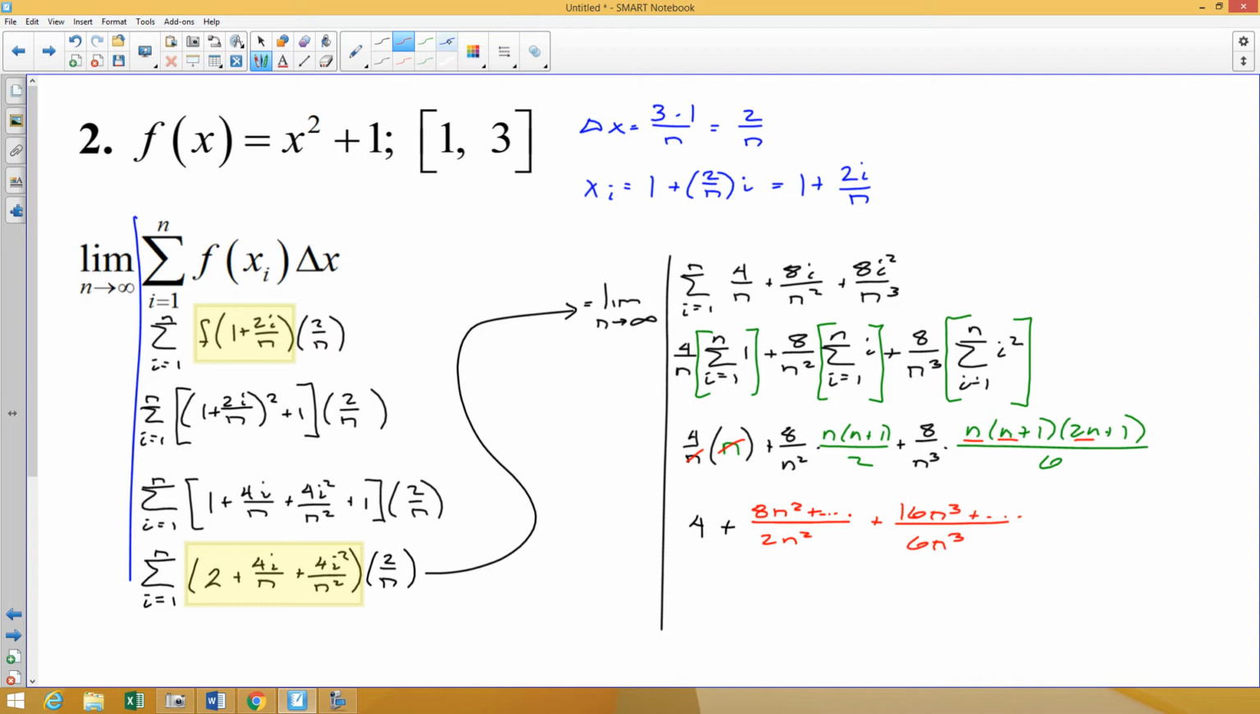And now finally, when you divide their leading coefficients, you get an answer of 4 plus 8 over 2 is 4, plus 16 over 6 is 8 thirds. So 8 plus 8 thirds is 32 thirds. And so there's your answer. Let's try one more.